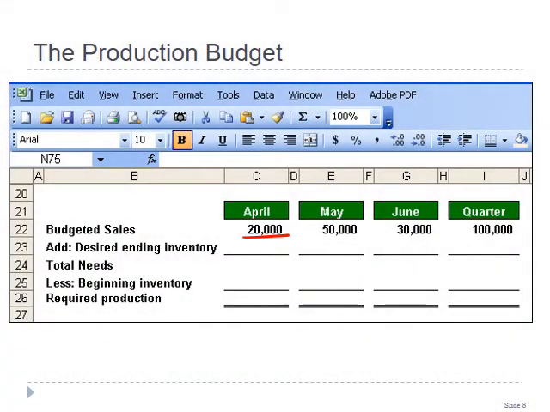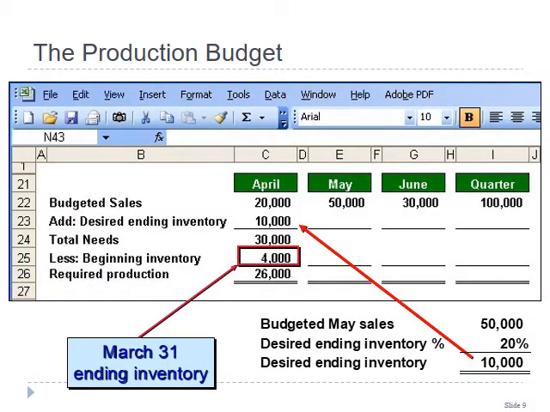So here's our budgeted sales. What is our desired ending inventory? It's 20% of the following month's sales. So 20% means 10,000 here, 20% means 6,000 here, right? And here it's going to be July's 20% sales. I'm just going to click on the next slide. Here it is for the next month, 20%, right?